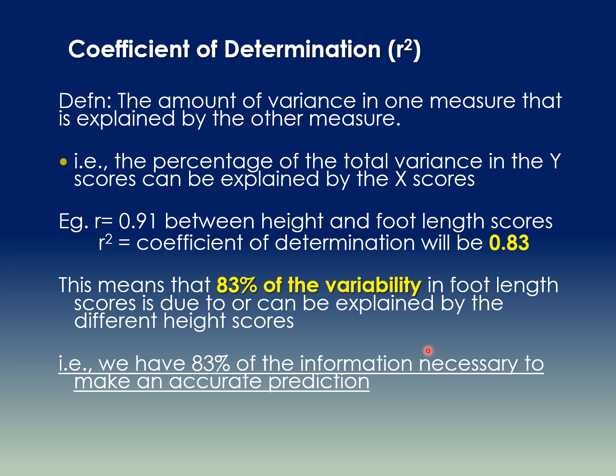And again, that's a bit of an odd thing to say. So another way of looking at it might be this. We have 83% of the information necessary to make an accurate prediction. That's what we're talking about here. So there's more of a usefulness of it. But I'm going to try and explain it a little bit further for you.